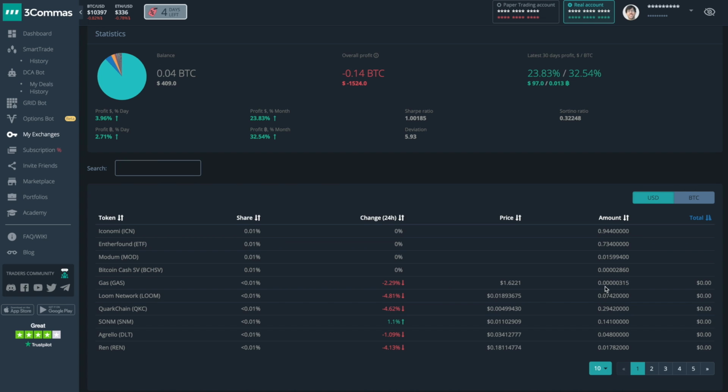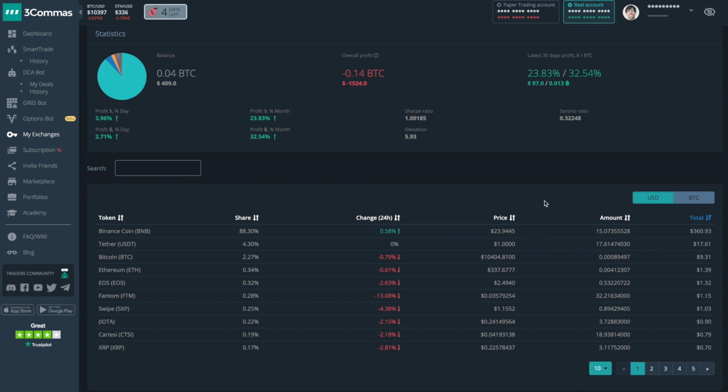I have 0.0000315 of this GAS symbol, or this GAS ticker, so it's not enough. This is all dust. So one of these days, when I have free time, which I don't know when that'll be, I'll convert that dust to BNB.